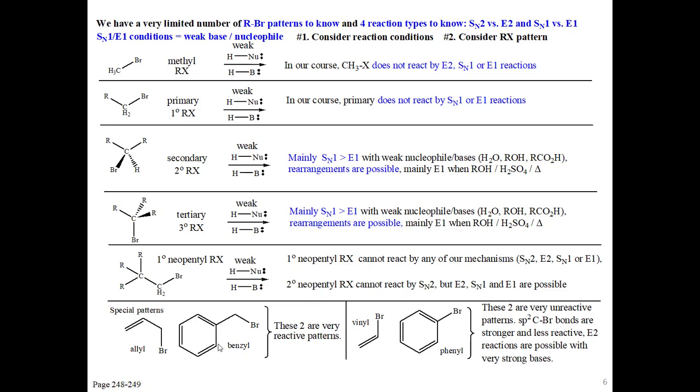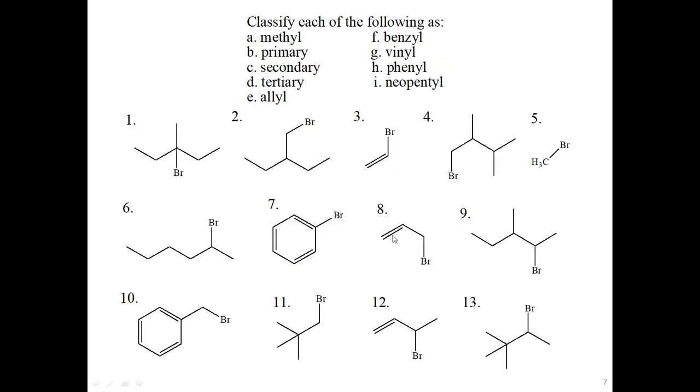Okay, allyl and benzyl, even at primary, they can form carbocations because of resonance. And then vinyl and phenyl do not react. So let's just take a look at these. Maybe stop the slide and think it through yourself, what each of these patterns are. And then I'm going to start it right about now.